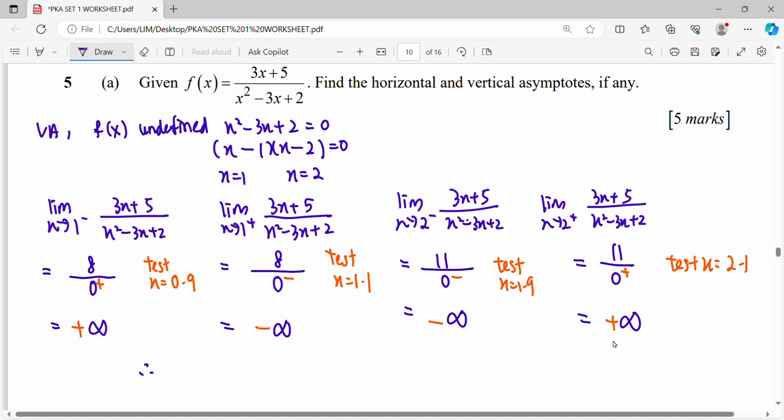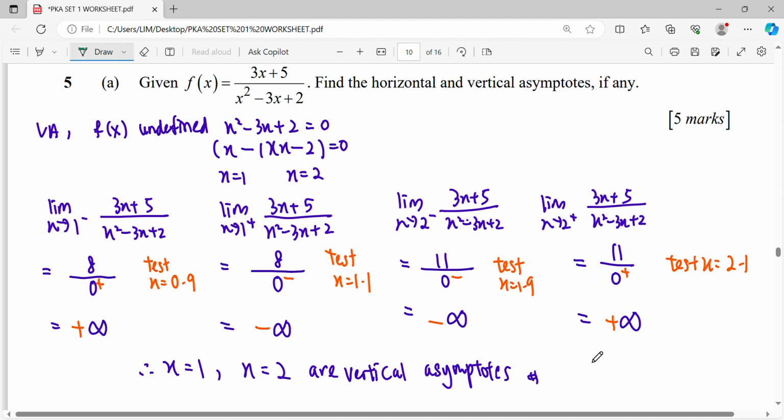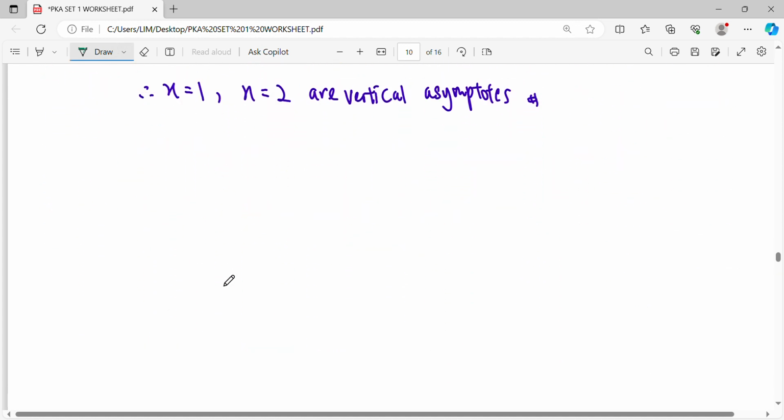From here we can prove that the values x equals 1 and x equals 2 are vertical asymptotes. Then we proceed to another part, which is finding the horizontal asymptote. For finding the horizontal asymptote, we need to calculate the limit as x approaches negative infinity and the limit as x approaches positive infinity for the function.